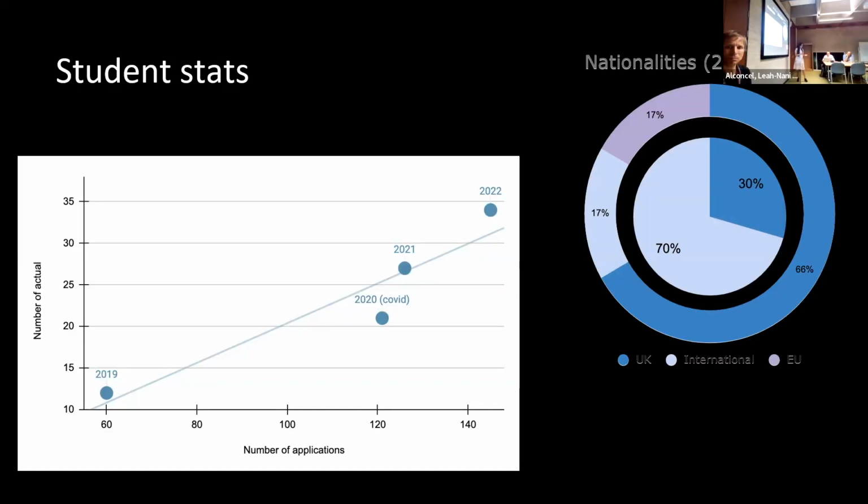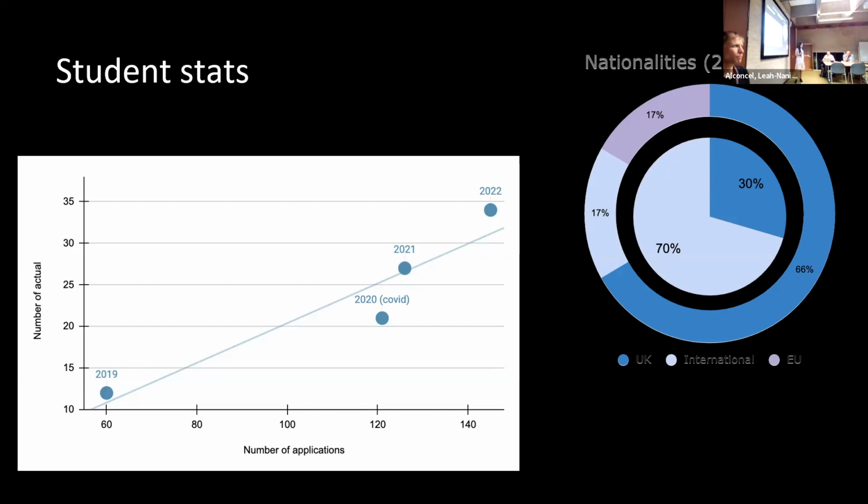One of the things that has been noted to me is, on the outside ring, the nationalities based on 2019. So 66% UK students and the remainder international and EU.